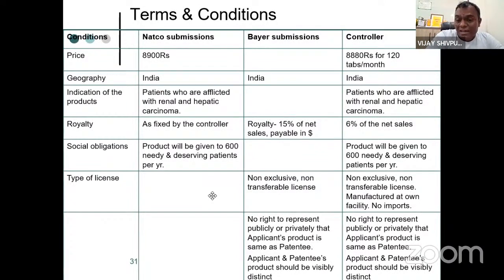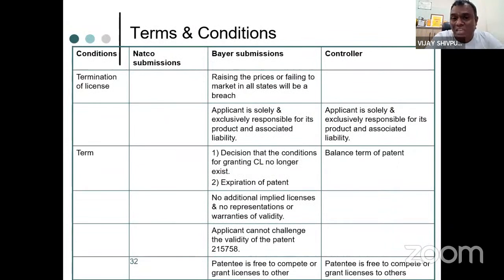Now, Bayer submitted that NATCO has no right to represent publicly or privately that NATCO's product is the same as that of the patentee. They are focusing on the brand value, brand association basically. And the applicant's and patentee's products should be visibly distinct. For both these things, the controller agreed. And so this was that unique case wherein the compulsory license was actually granted.